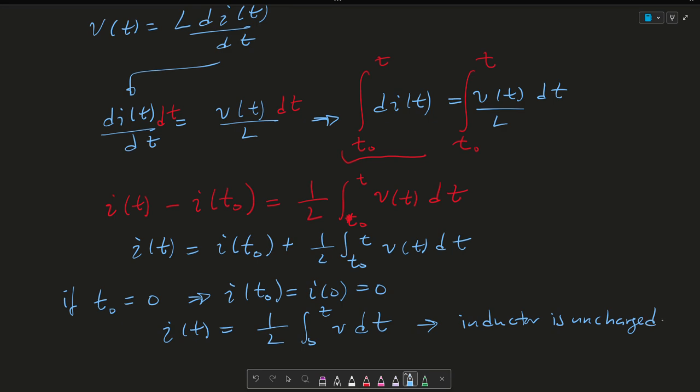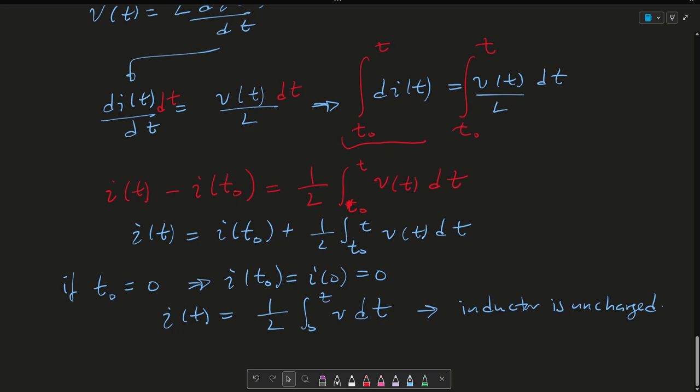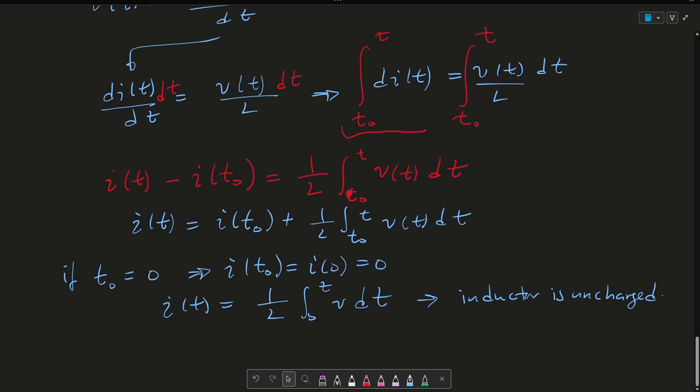All right. So as you can see, if we apply a voltage through here, we're never going to get an instantaneous change of current. The current is always going to be changing as well. It's never going to be instantaneous.